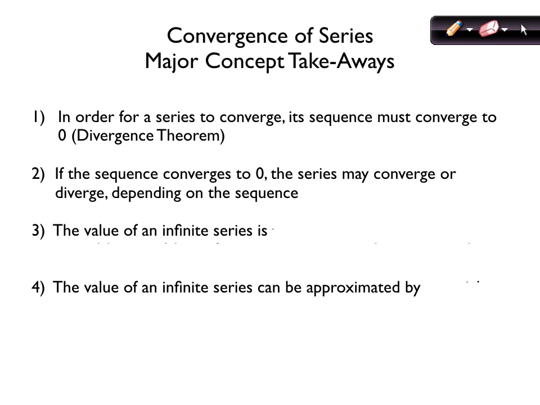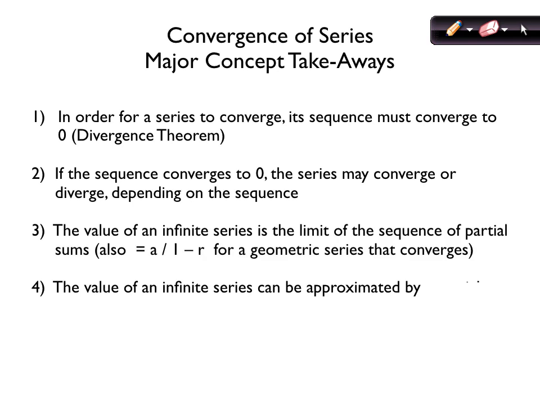What's the value of an infinite series? How do we get the value of an infinite series? We look at what? I want to know what the sum is now. How do we find out what the sum is? What about the partial sums? The limit of the partial sums. When you take the sequence of partial sums, you take the limit. So it's the limit of the sequence of partial sums. And in the one case for geometric series, we know it's a over 1 minus r. But in general, the value of an infinite series is the limit of the sequence of partial sums.